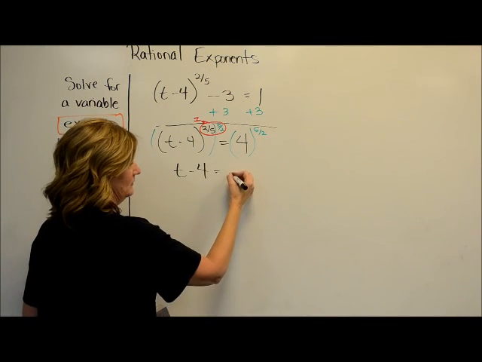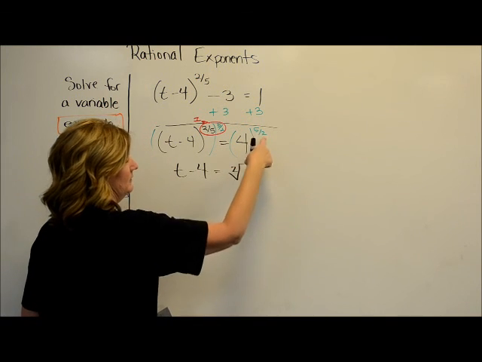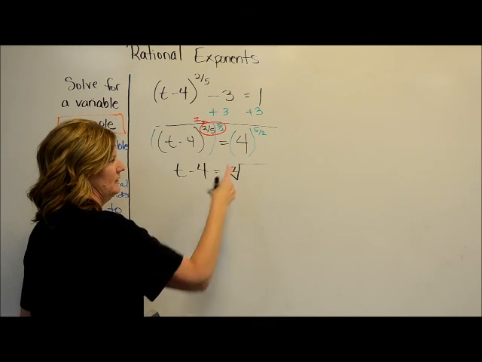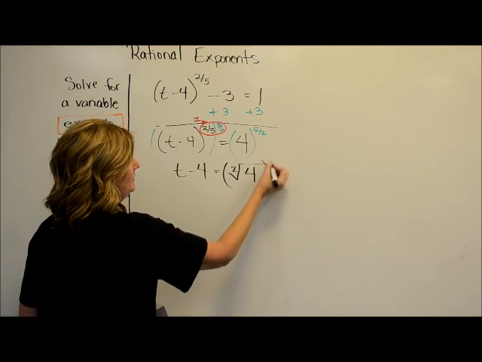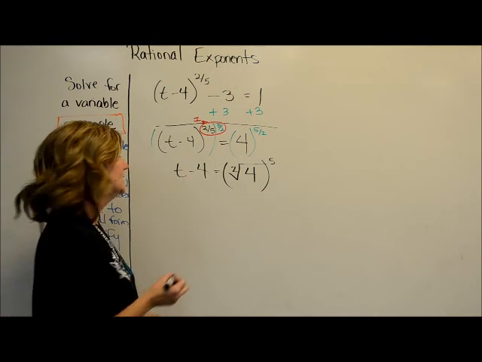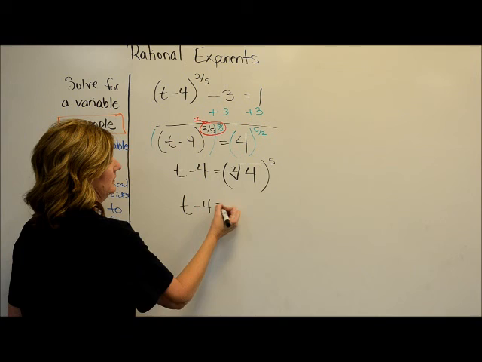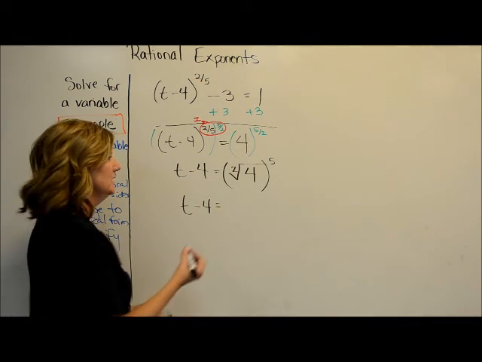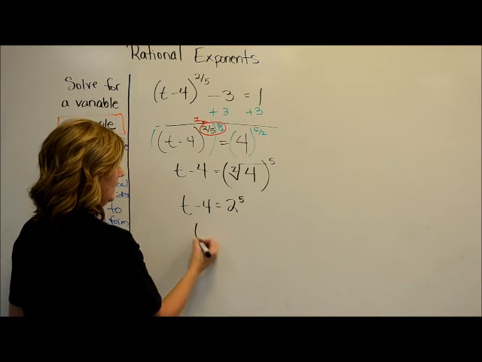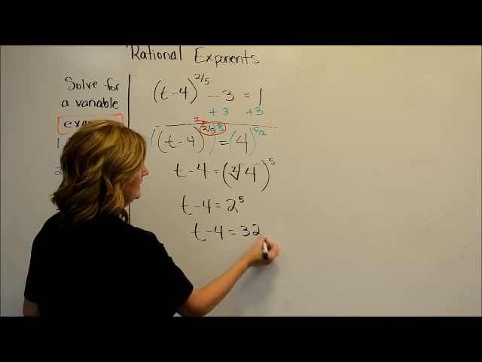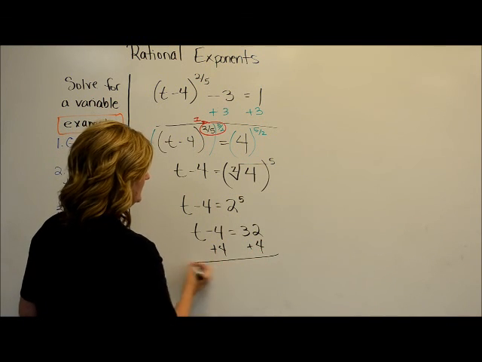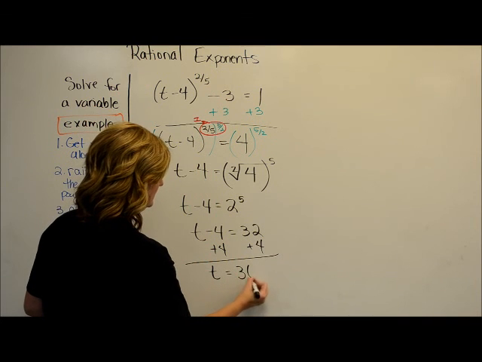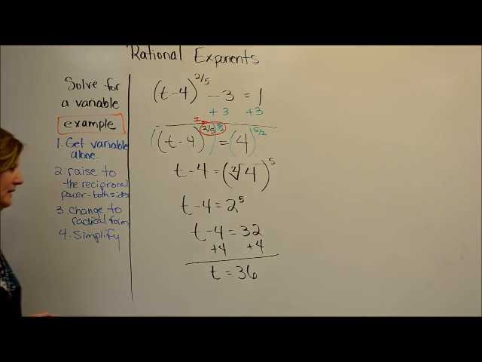I'm going to write that in radical form. Remember, the denominator goes in the b of the radical sign. D and b, they rhyme. Here's my base, there's my 4, and then that numerator can just go on the outside. What I have then is t minus 4 equals the square root of 4, which is 2, to the 5th power. Or I have t minus 4 equals 32, because that would be to the 5th power, and I can just go ahead and finish my solution. I'm going to add 4 to both sides, and I have t equals 36. And 36 is my solution.